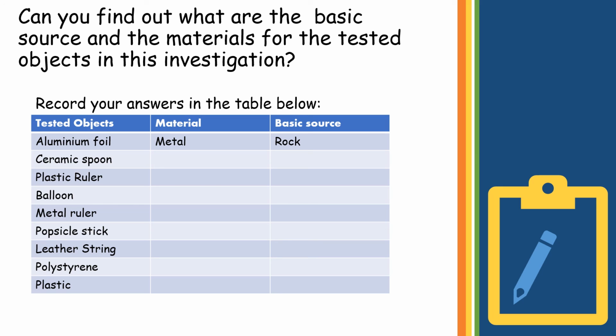Alright children, now let's find out if you can find out what are the basic source and the materials for the tested objects in this investigation. Record your answers in the table below, and an example is given for one tested object here. So for each and every object, you must state the material and the basic source.